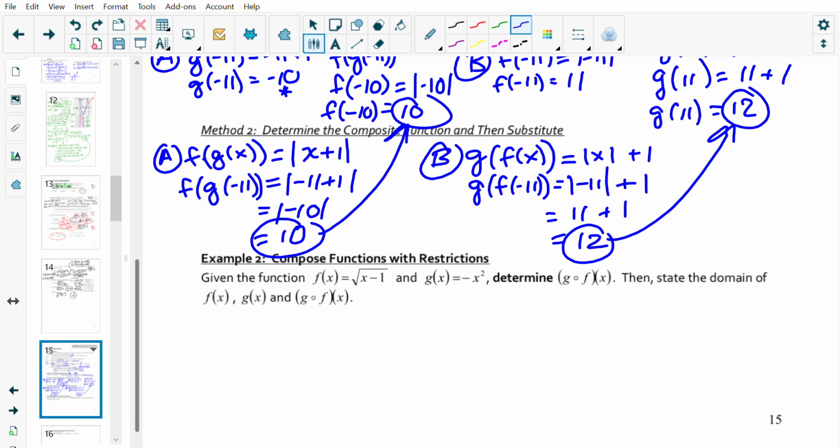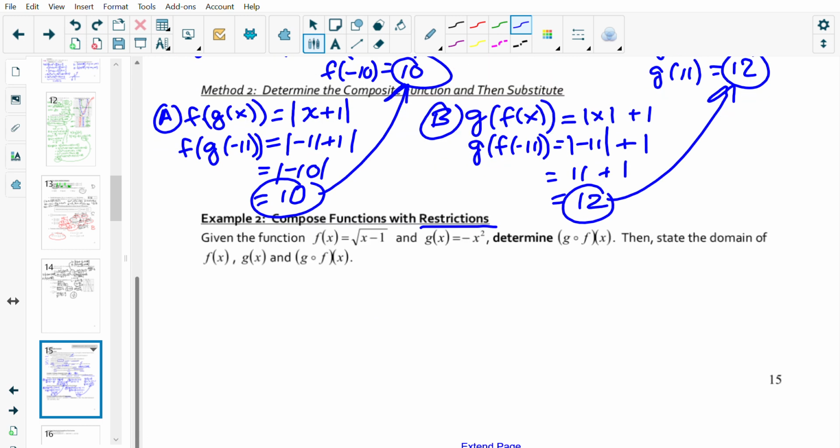Example 2, let's compose some functions with restrictions. Okay, so when we're dealing with square roots, you might remember from radicals, there are restrictions for the radicand, so what's under the radical sign. Given the function f of x equals square root of x minus 1 and g of x equals negative x squared, determine g of f of x, then state the domain of f of x, g of x, and g of f of x. Okay, so let's compose.